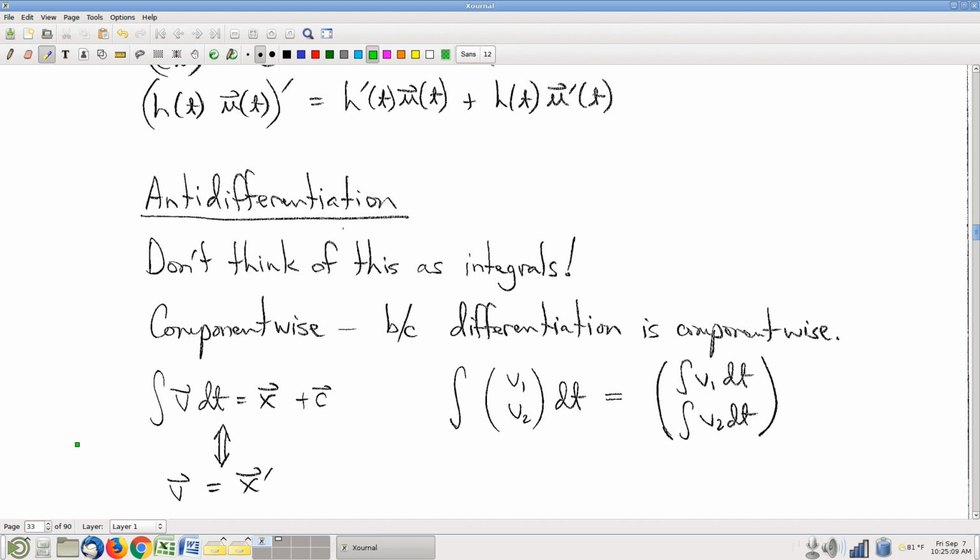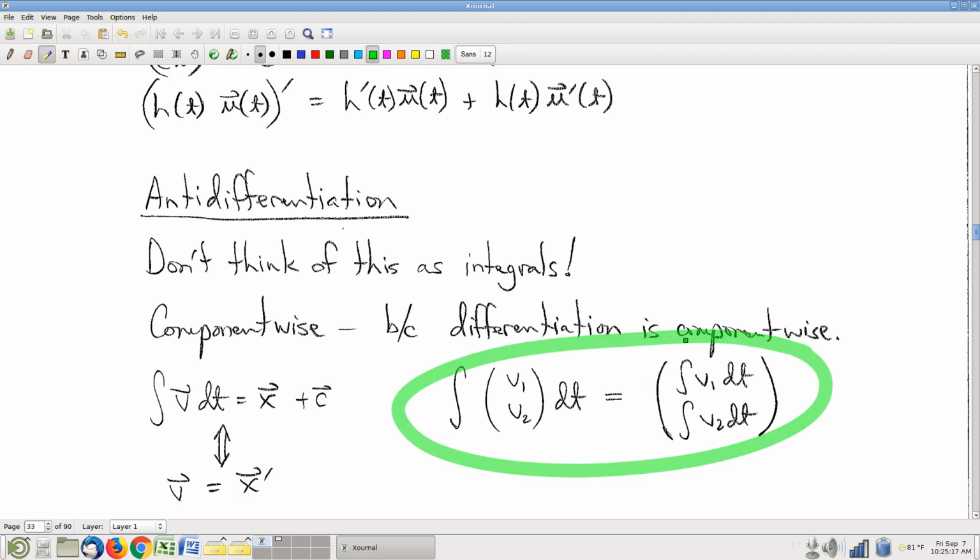Okay. So because this is true, and because it's computed component-wise, here's how you actually do that. If someone gives you vector-valued velocity as a function of time, we take the antiderivative one component at a time, and that gives you position.